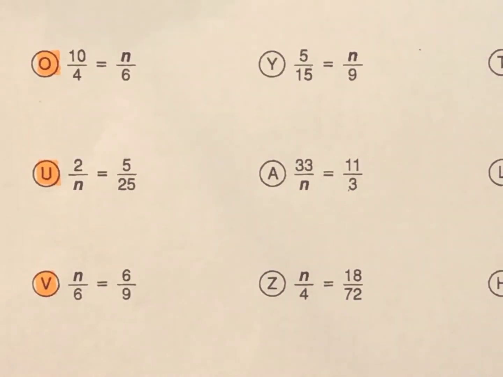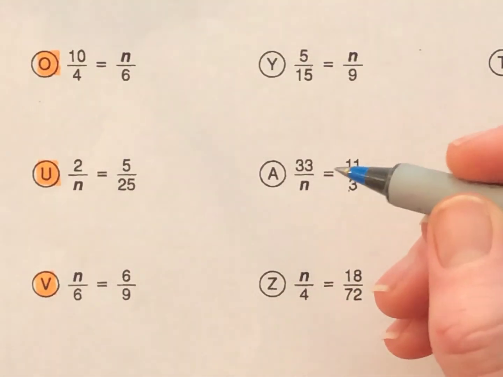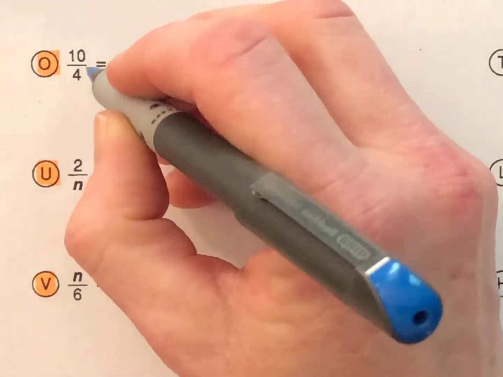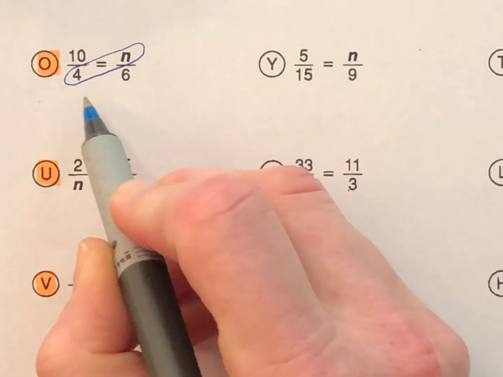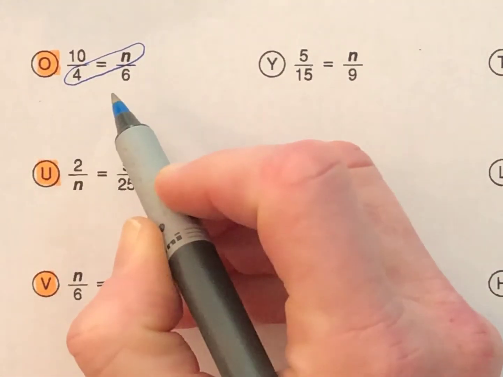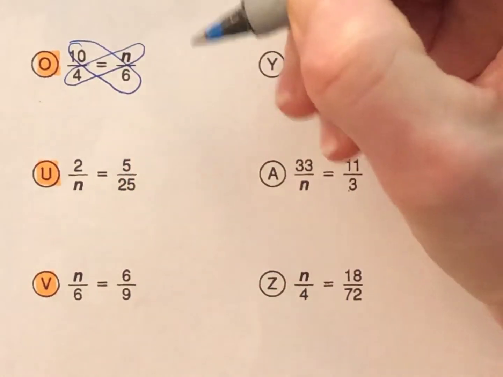10/4 over some number of sixths. As you know, there are several ways I can solve this. I can do cross multiplication. That would be easy too. So why don't I go ahead and do that? I'll do cross multiplication. I can't do equivalent fractions because 4 times, there's not a whole number. I guess if I could figure out the fraction.